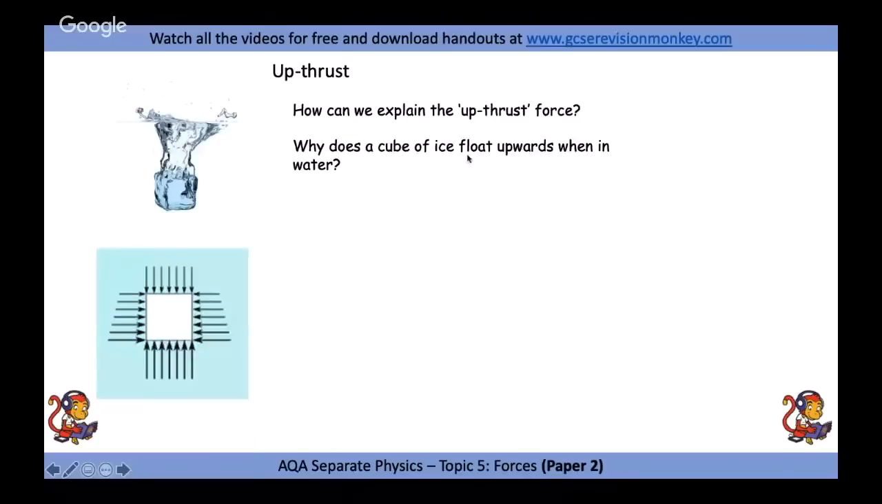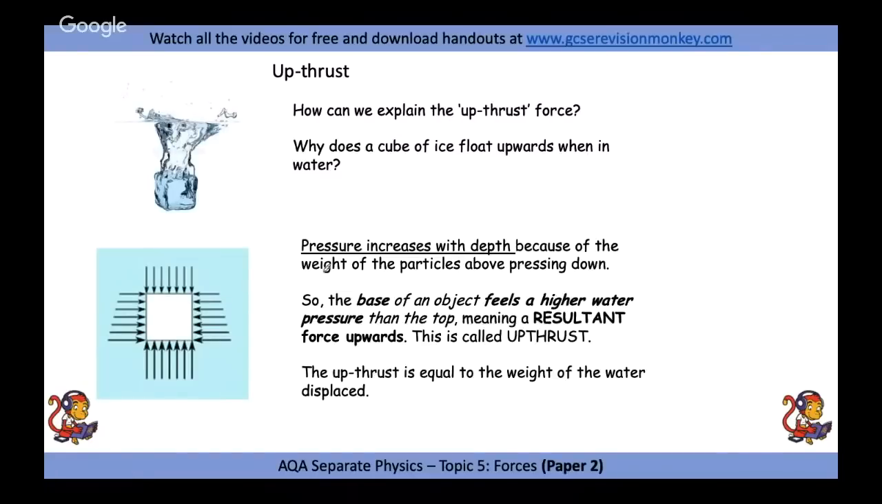How can we explain this upthrust force? Well, why does a cube of ice float upwards when in water? This is to do with fluid pressure again. Pressure increases with depth because of the weight of the particles pressing down from above. So here's my ice cube. Because pressure increases with depth, there's going to be a higher pressure, therefore a higher force, at the bottom. You can see these force arrows tell us that there is a higher force upwards due to the higher pressure than there is at the top, downwards. So the base of an object feels a higher water pressure than the top, meaning a resultant force upwards, and this is called upthrust. The upthrust is equal to the weight of the water displaced.